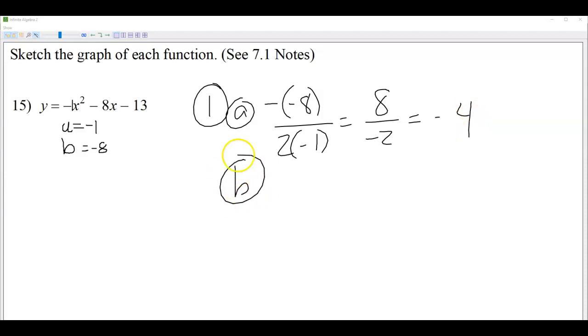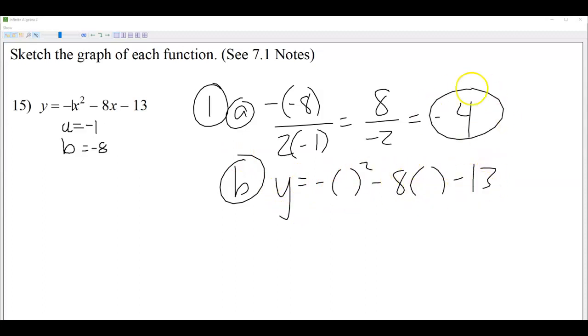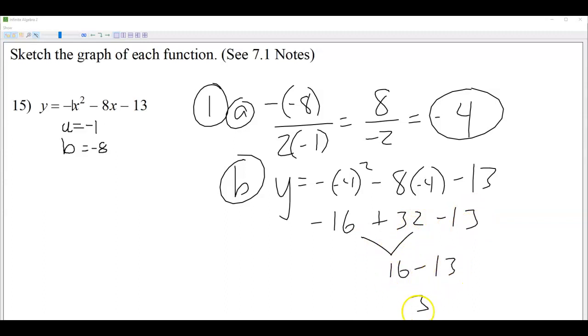To find the y value of the vertex, we just take our quadratic equation, and we're going to replace those x values with our answer that we got up there. So we have -16 plus 32 minus 13. Combining those, we get 16, take away 13, which is 3. So there's the y value. So that means that my vertex will be at -4, 3.